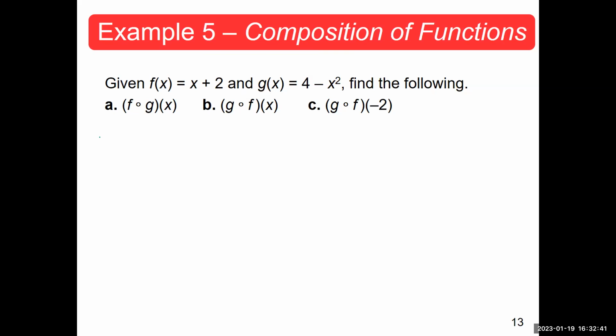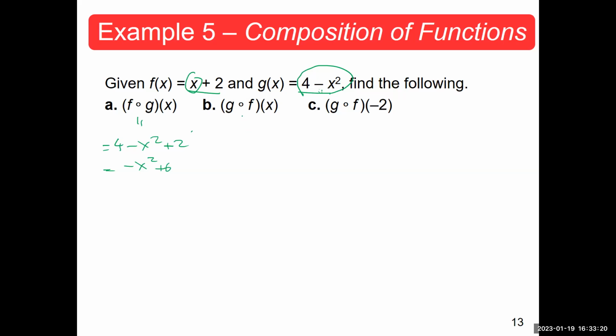That's an example here in the book. I did a different one. They gave x plus 2 and 4 minus x squared. So basically, for this one, you take the entire thing and put it inside this x. You delete this x and replace it by 4 minus x squared, plus 2. And that's equal to negative x squared plus 6.